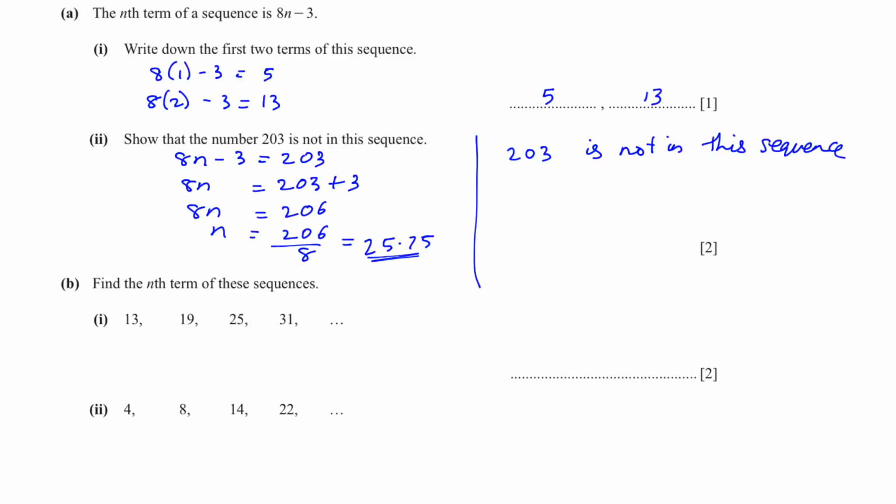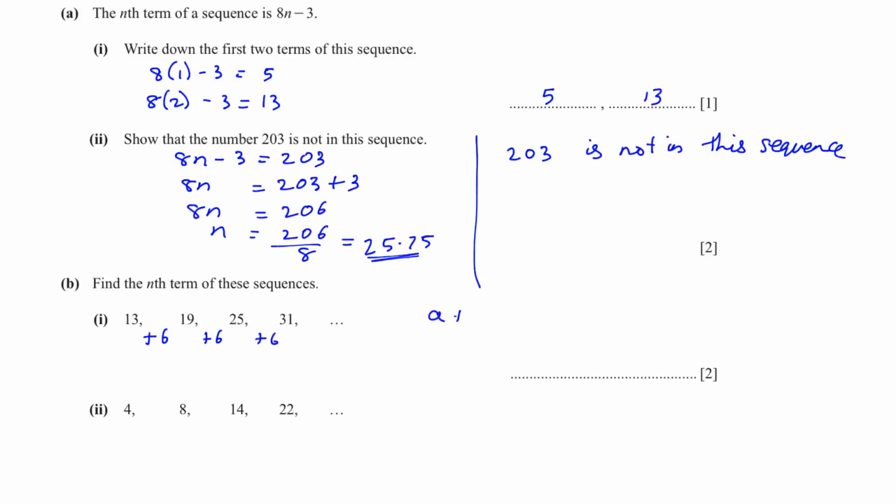Part B. Find the nth term of this sequence. First, we need to find the difference. To find the difference, we subtract the first term from the second term. So 19 minus 13 is 6. So every time you are adding 6.